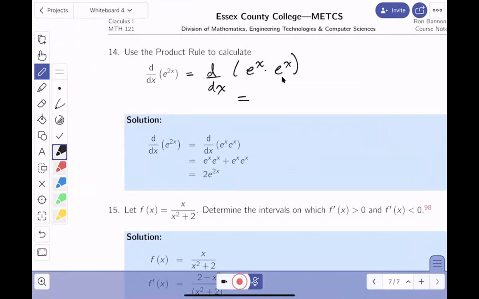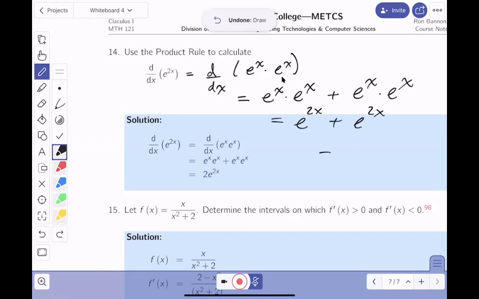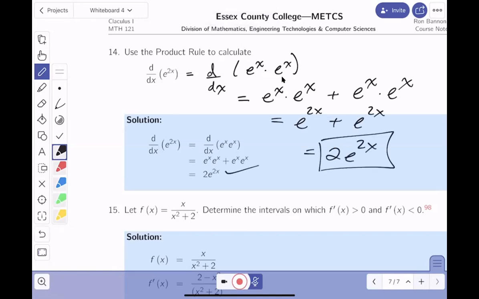And what do you get over there? Well, first function times the derivative of the second function plus derivative of the first function times the second function. Well, that was easy. So it's e to the 2x plus e to the 2x, which is, whoops, I'm really screwing up today, which is 2e to the 2x. We did good. All right, let's do the next one.